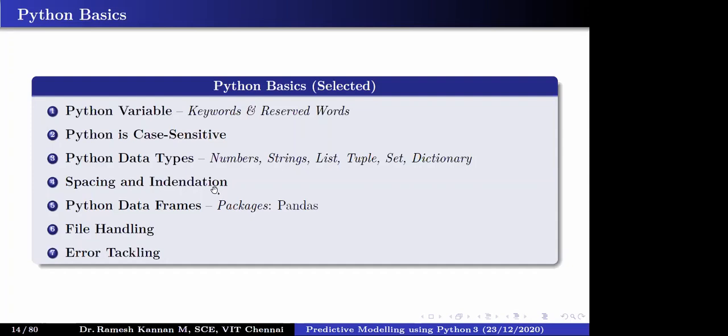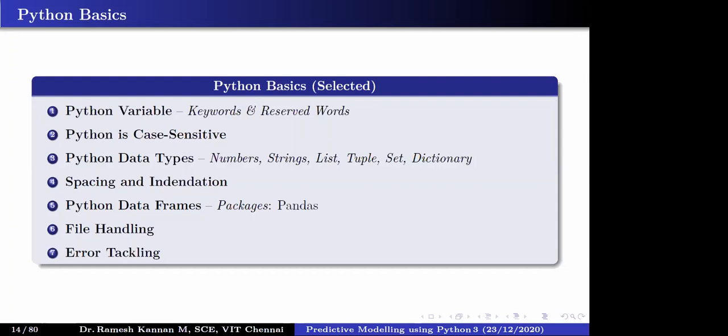Then spacing and indentation matter, because white space matters for indentation. For example, when you write a looping command, the for loop and other loops require indentation. If you don't provide it, Python cannot recognize that, and it will throw an error. And data frames, with packages like pandas, numpy, scikit-learn, all those are packages. Data frames are how you manipulate lists or data sets. That's what a data frame is all about.